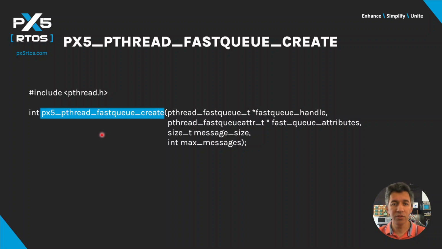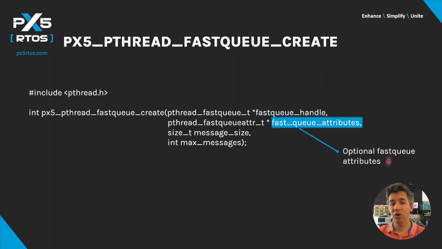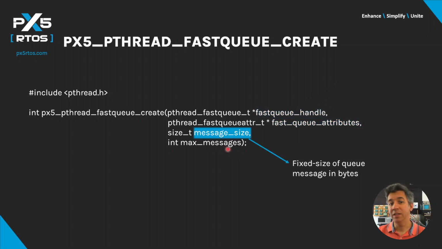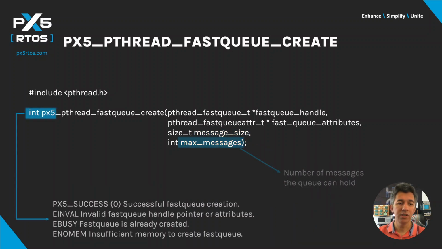Before we can use a FastQ, we first need to create it. We use the FastQ create API to do that, passing the handle of the FastQ to create, then any optional attributes, then the message size. Message size is defined in bytes, and remember this is a fixed size. And then the maximum number of messages this queue can hold, and then we check the return for errors.